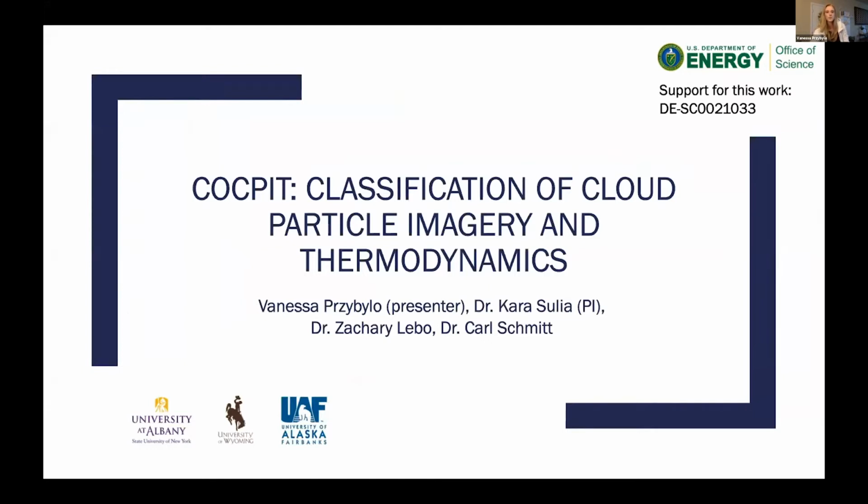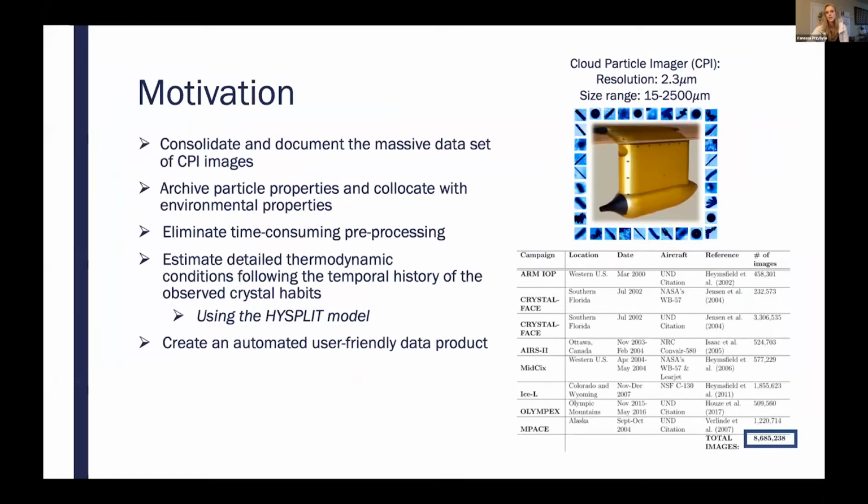That's primarily because this work focuses on the Cloud Particle Imager probe, the CPI probe, which is an optical array probe that flies underneath the wing of an aircraft and flies through the cloud and captures images. You can see some examples here that surround the picture in the upper right-hand corner. It's a fairly high resolution probe compared to other probes that are available at 2.3 micrometers, and it can see ice particle ranges up to about 2.5 millimeters in size.